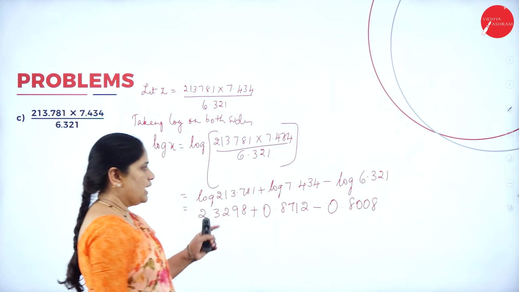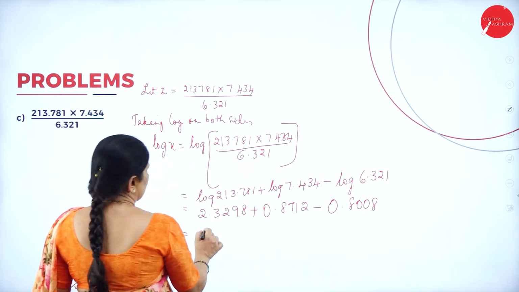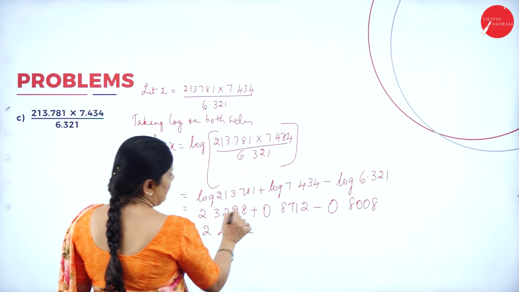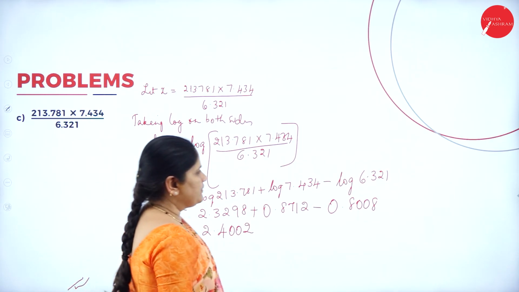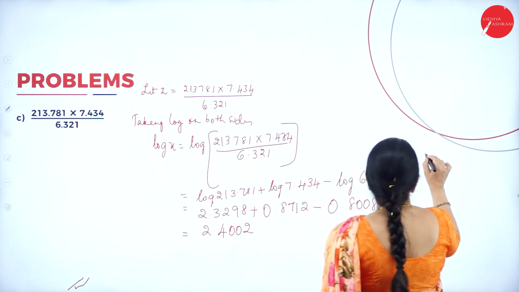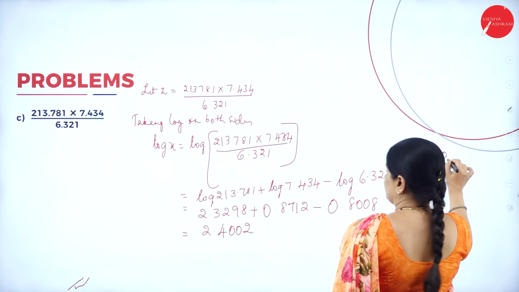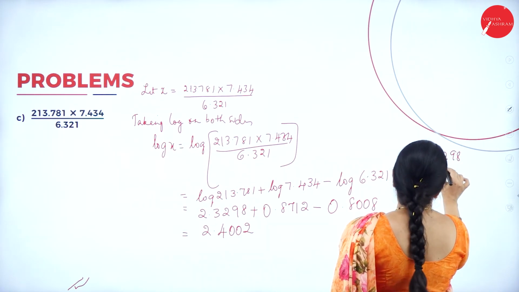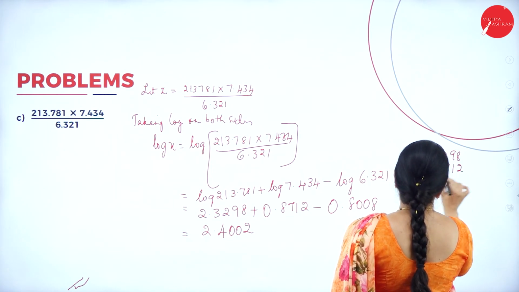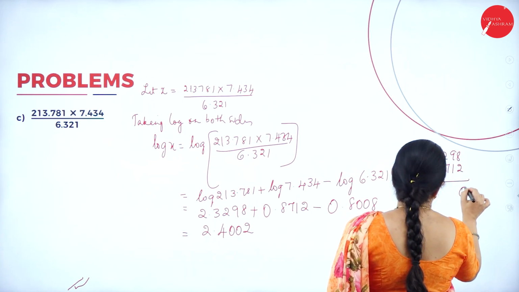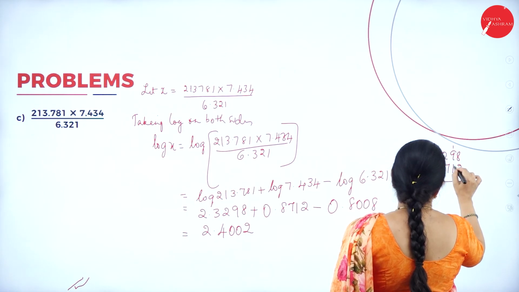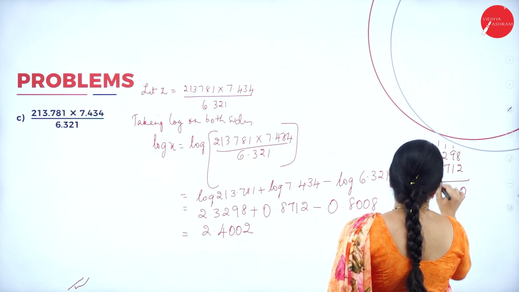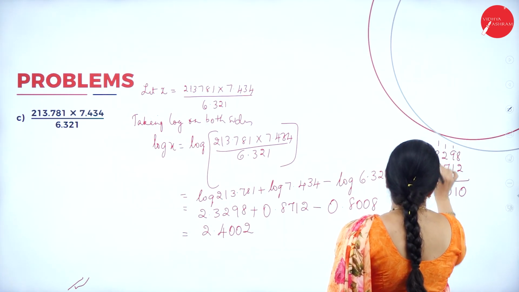Now I am simplifying this to 2.4002. How do I simplify this? I will add it here. 2.3298 plus 0.8712. 8 plus 2, 10, borrow 1. 9 plus 1, 10 plus 1, 11, borrow 1. 10, borrow 1. 12, borrow 1.